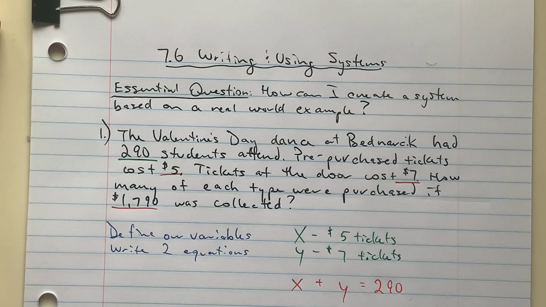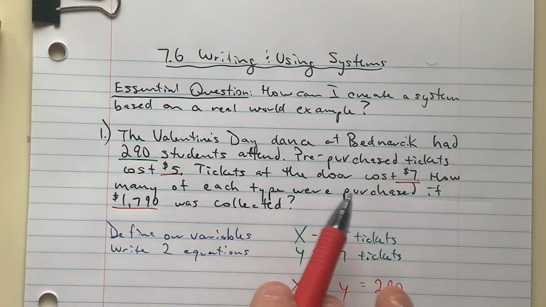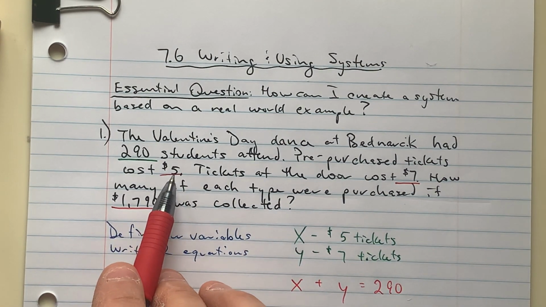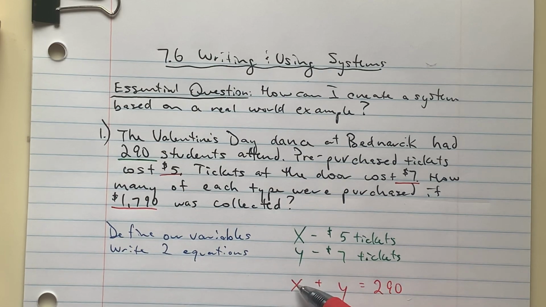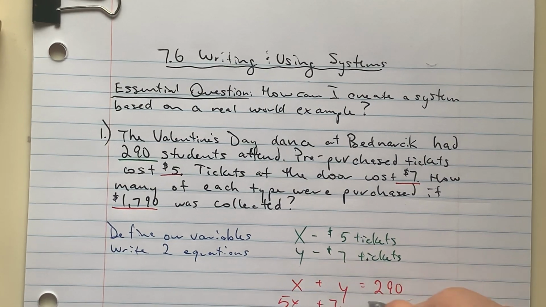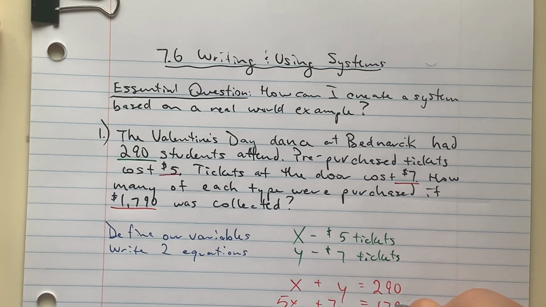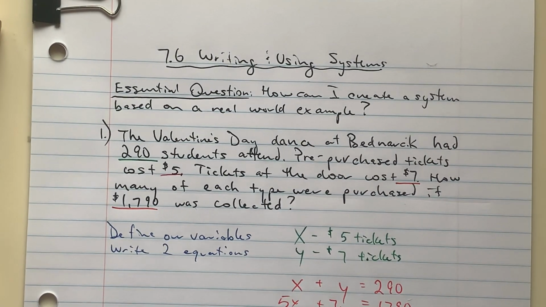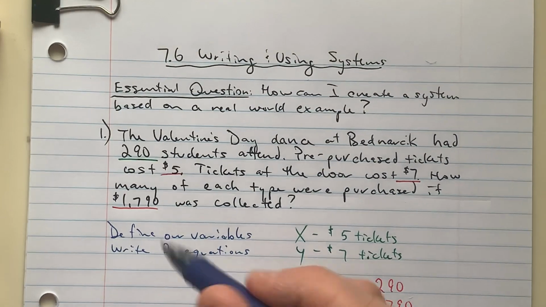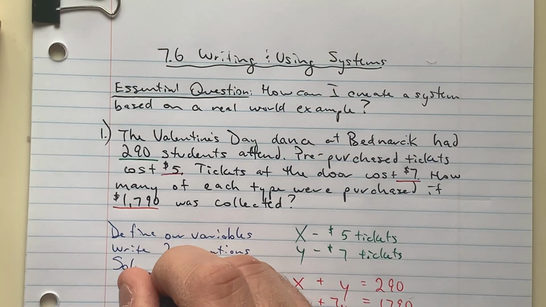From here, I can use the information dealing with the money. $5 for pre-purchase tickets is X, $7 for tickets at the door is Y, and that's our $1,790 that was collected in total. So I could call this 5x plus 7y equals 1,790. My next step from here is we need to solve our system.